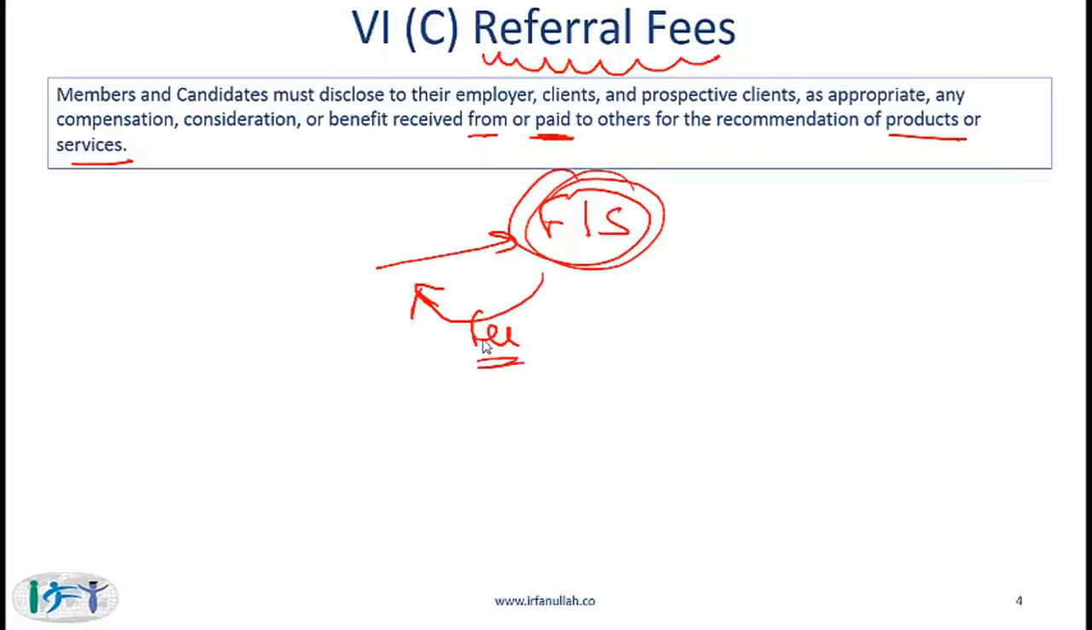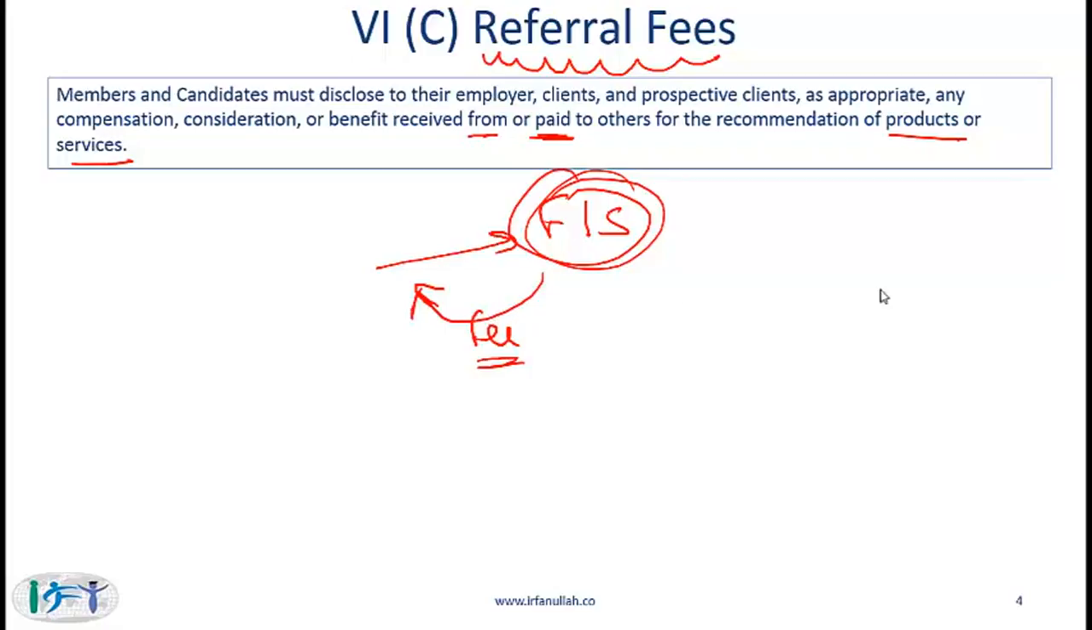Another example that I've talked about earlier is where you might be recommending to your client that he or she purchase certain mutual funds, and you might get a fee for that. You might get a 1% commission, and that commission needs to be disclosed to the client. This way the client can understand the full cost of this transaction.